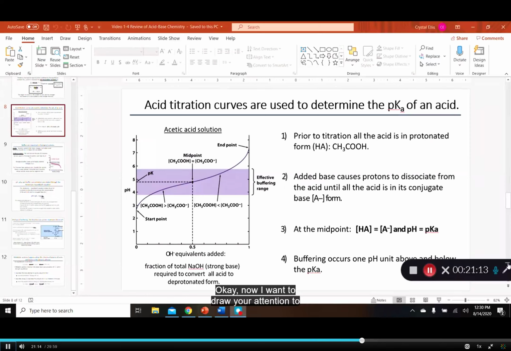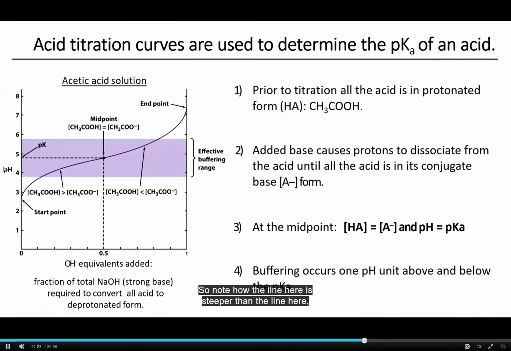Okay, now I want to draw your attention to this purple center place in the middle here. Note how the line here is steeper than the line here, the slope of the line here, and then becomes steep again on the other side. So when the line is steep, that means adding very small amounts of OH will have big effects on the pH of the solution. But here, when the line is less steep, that means adding OH has very minimal effects on the pH of the overall solution.